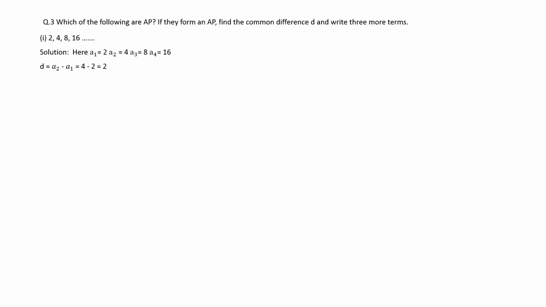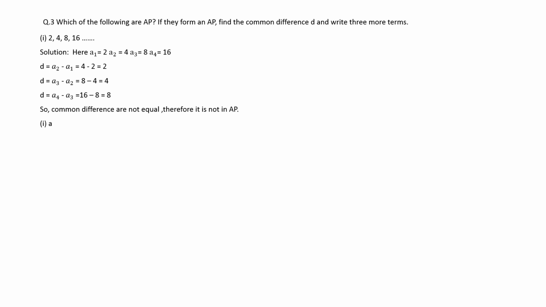Now we need to check which of the following are in AP, so we need to find the common difference for each term. First we calculated d is equal to a2 minus a1, which is 4 minus 2, that is 2. After that we calculate d as a3 minus a2, which is 8 minus 4, which is 4. Same way d is equal to a4 minus a3, that is 16 minus 8, which is equal to 8. After this, the common differences are not equal. What you observe? The first common difference is 2, the second is 4 and the third is 8. So it is not in AP.